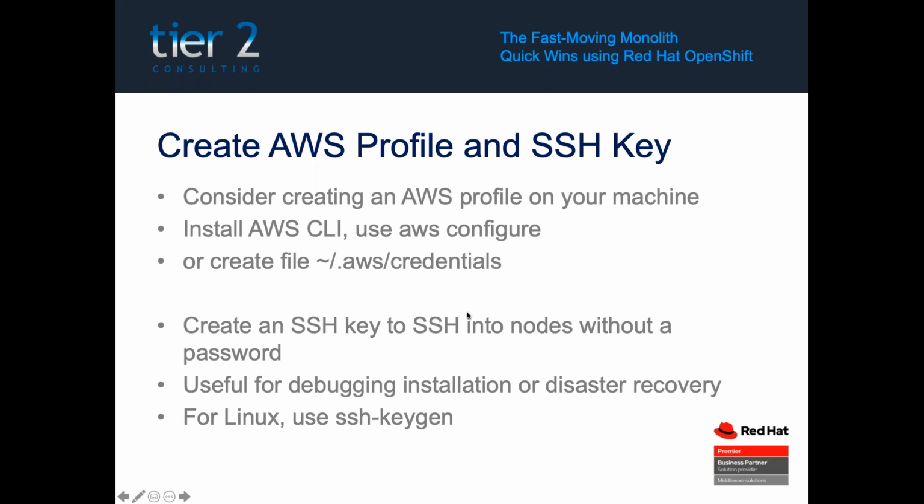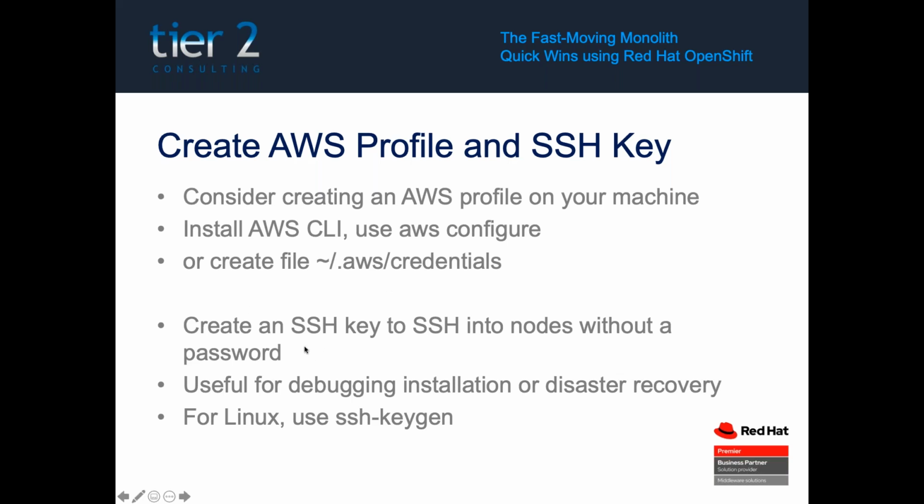If you're not using the AWS CLI, you've got an alternative. You can create a file in your local directory under the .aws directory called credentials, and that effectively acts as the profile as well. All you have to do is put in your access key and your secret access key in there. I'll do it using the AWS configure. That's what you'll see in the demo.